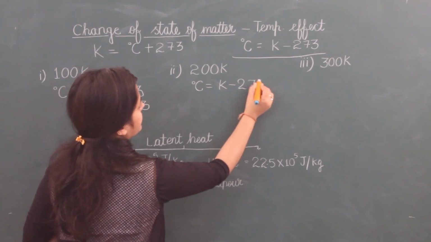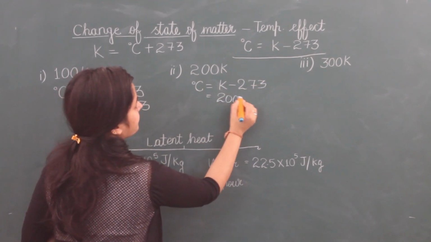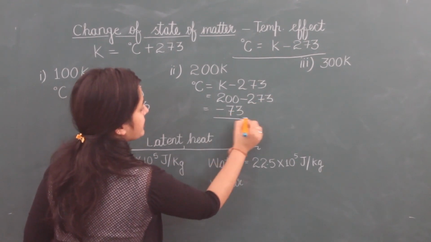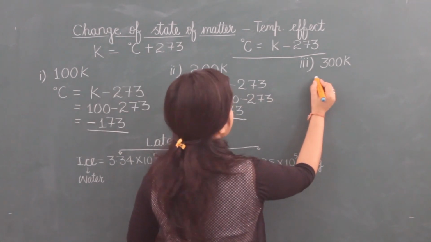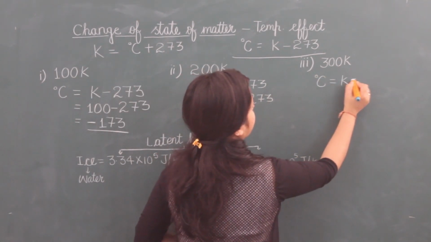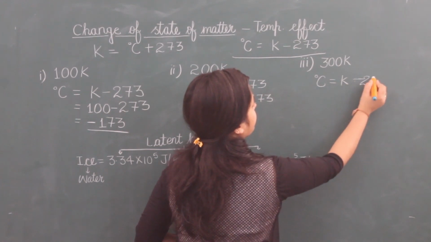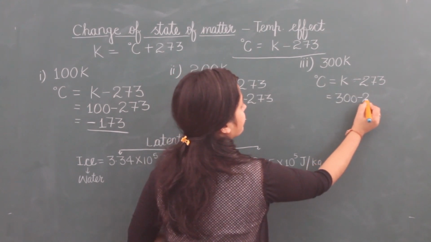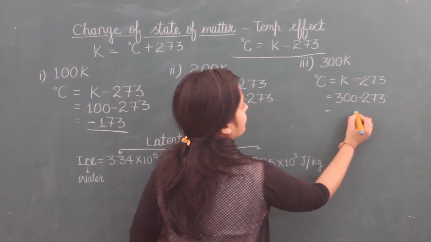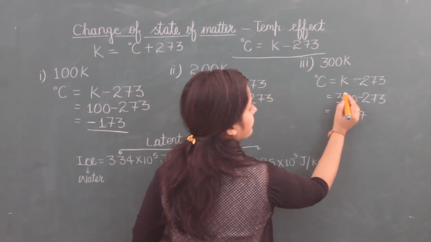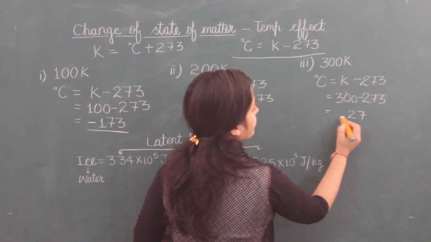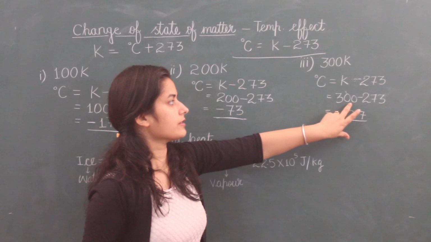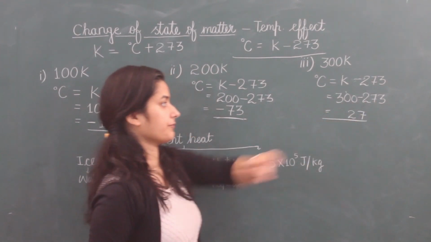Kelvin minus 273. 200 minus 273, it is minus 73. Next is 300 Kelvin. It is 27 and its sign will be positive because it is 300 minus 273.